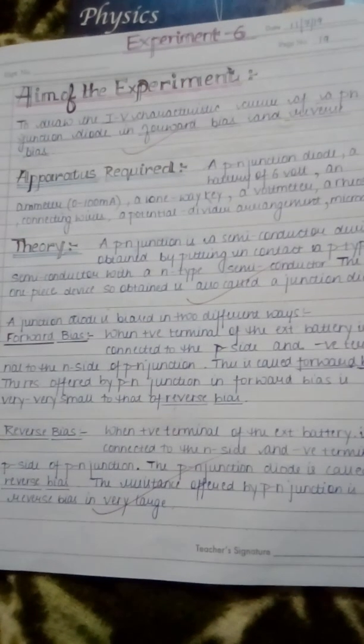Now here we come to our experiment number 6 of the physics class 12 practical, whose aim is to draw the IV characteristic curve of a PN junction diode in forward bias and reverse bias. And the images are forward bias and reverse bias images.